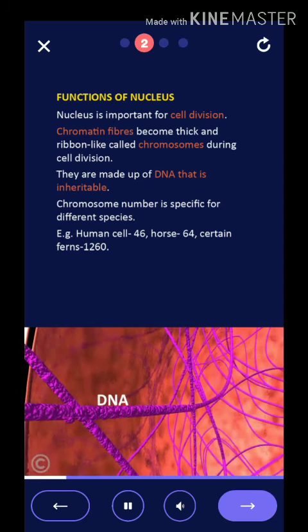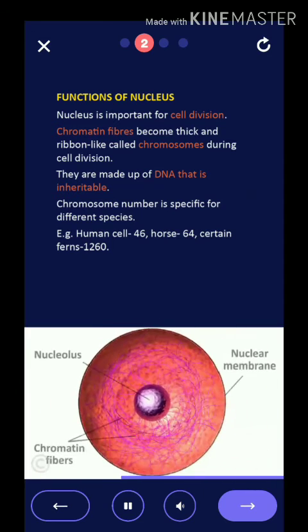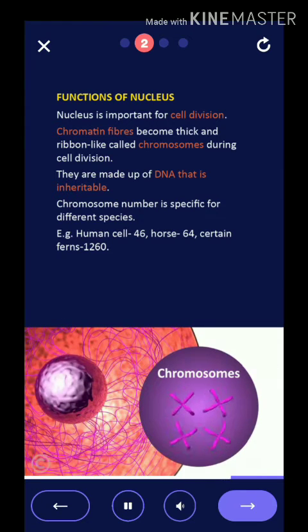Functions of nucleus. Nucleus is important for cell division. Chromatin fibers become thick and ribbon-like, called chromosomes, during cell division. They are made up of DNA and are inheritable. Chromosome number is specific for different species. Example: human cell 46, horse 64, certain ferns 1260.